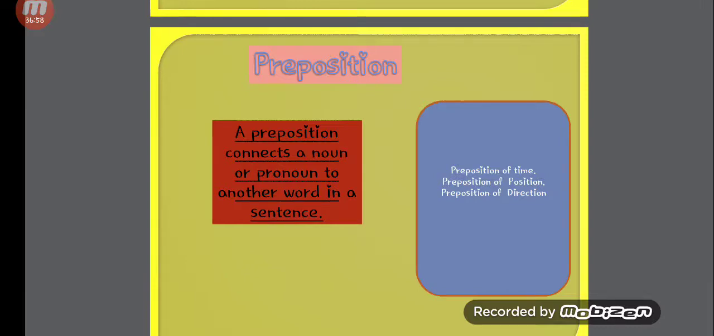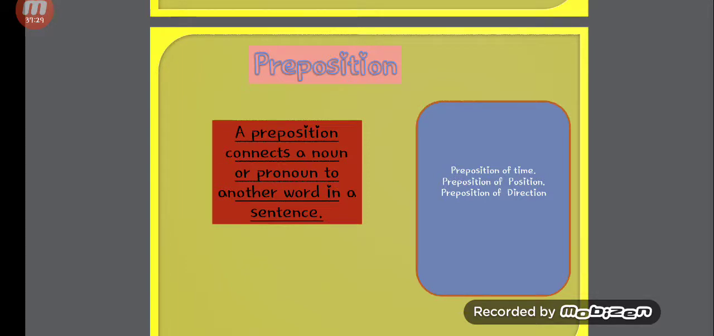Different kinds of prepositions. Preposition of time. It is used to indicate the point of time, period of time, etc. For example, in, on, by. My father gets up at 5 o'clock. I pray every day in the morning. Or if we say, I will come on Monday. Preposition of time it is.